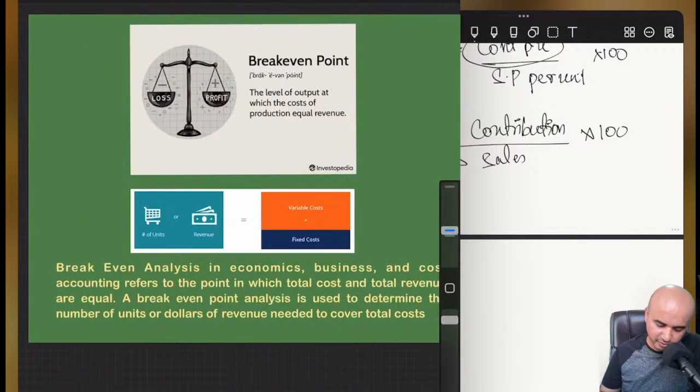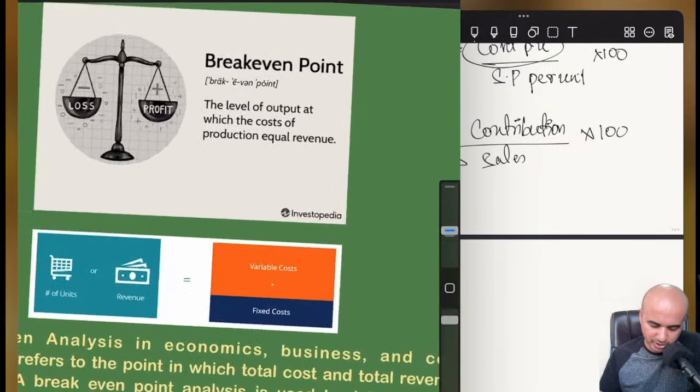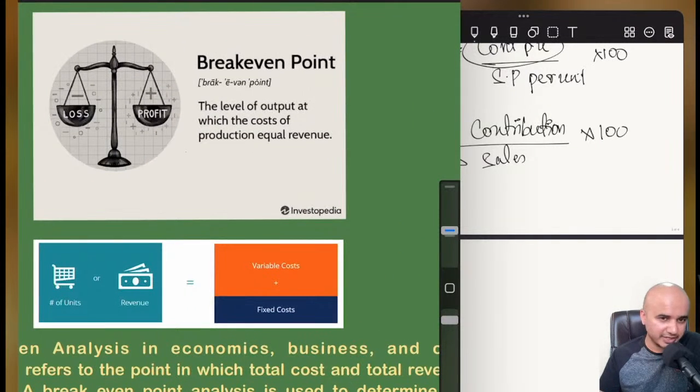So here is the definition for break-even point. Let's read what it says. Break-even analysis in economics, business and cost accounting refers to the point in which the total cost and the total revenue are equal. We just now saw. A break-even point analysis is used to determine the number of units or rupees of revenue needed to cover total costs. So without this you will never know how much you need to achieve in terms of sales, because you need to have the data, right? Like how much sales should I effect so that at least my costs are covered.